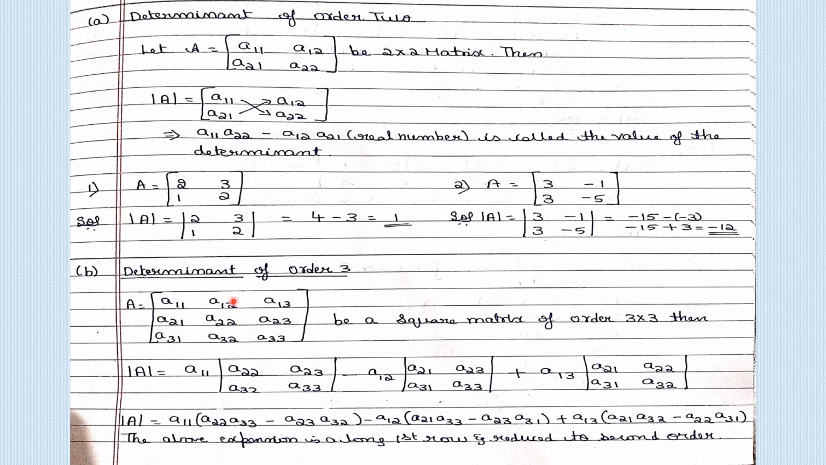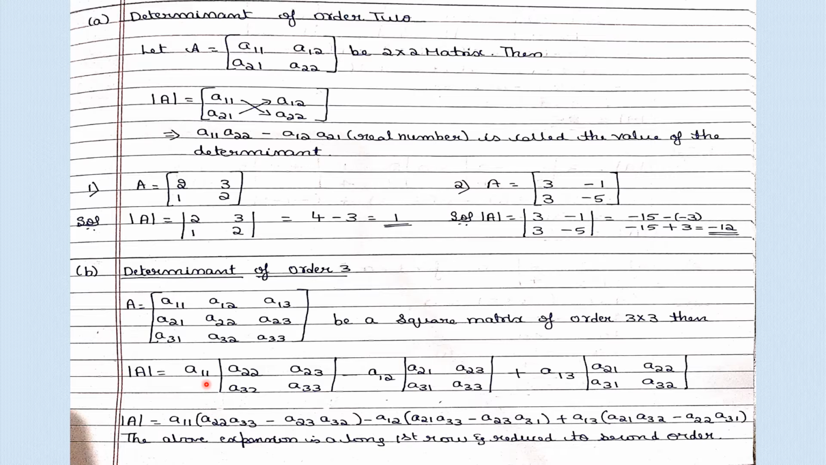Once again, if you take A12, cancel its row and its column, and the remaining are A21, A23, A31 and A33. If you take A13, cancel its column and row, and the remaining are these four. Only these are taken for calculation. This is the rule you have to follow, and the symbols will be plus, minus, plus. Be careful, plus, minus and plus.